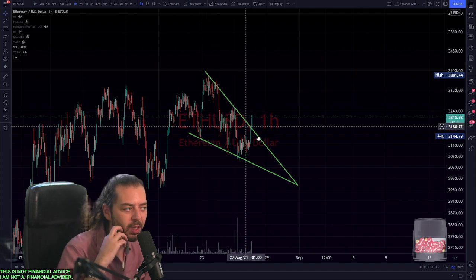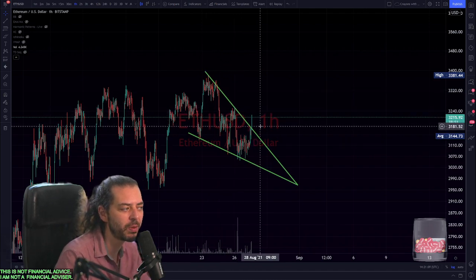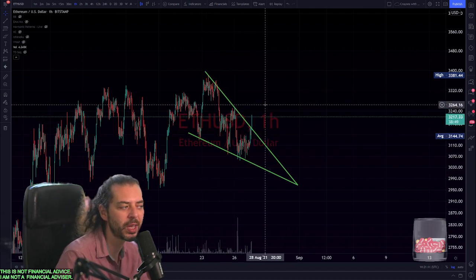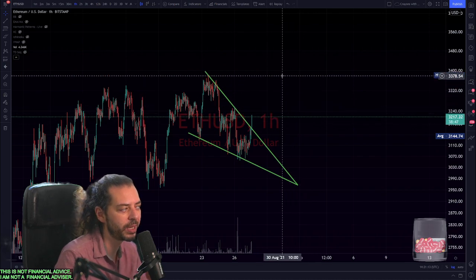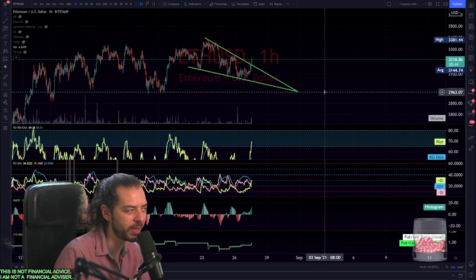Here we have a little wedge. Could we be breaking outside of it, or will we rescind back inside of it? I don't know. That's going to be your bullish case scenario. If we take us above our previous support and resistance, maybe that's something to talk about.